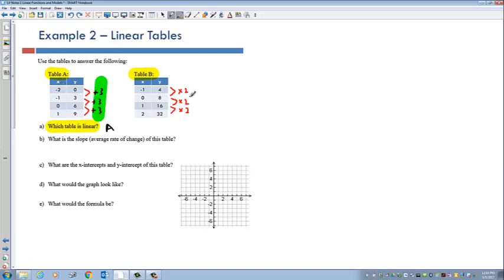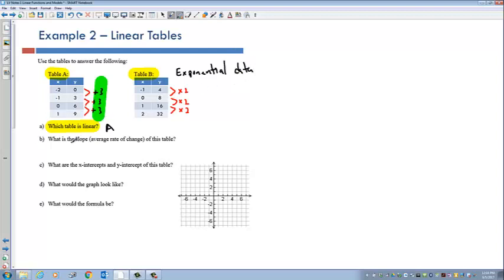Whereas over here, you're multiplying. This is actually what's called an exponential table or exponential data. And we'll talk about this later in the semester. So exponential, let's say data or table, whatever you want.